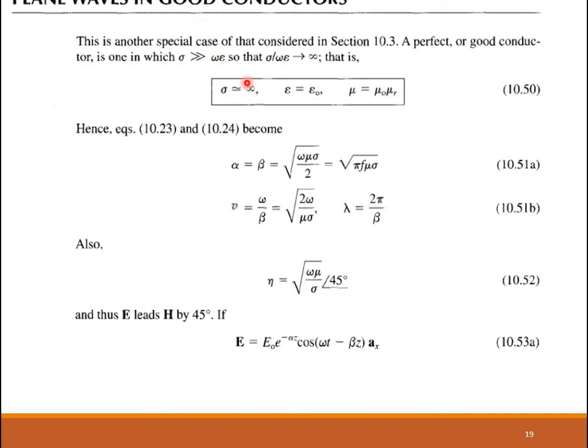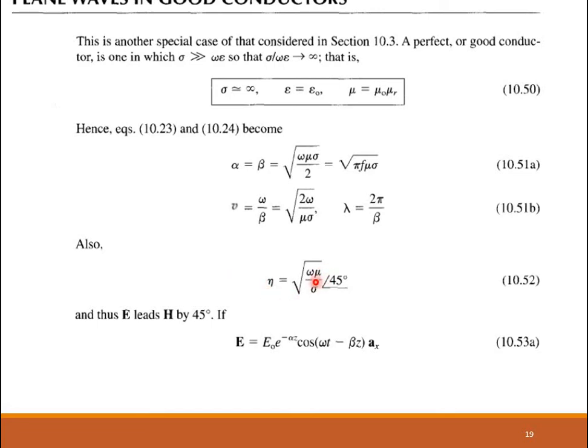Here again, if I substitute these conditions into alpha and beta, both alpha and beta will be equal, and this is the expression that I get. This is one way of writing, and this is another way of writing. That is, if I write omega as 2 pi f here, I'll get this expression. Then the velocity of propagation, again omega by beta. The beta is substituted from here. Lambda, the wavelength, is 2 pi by beta.